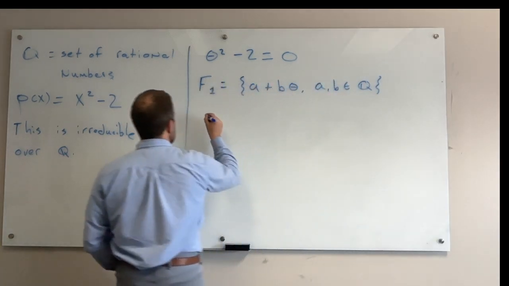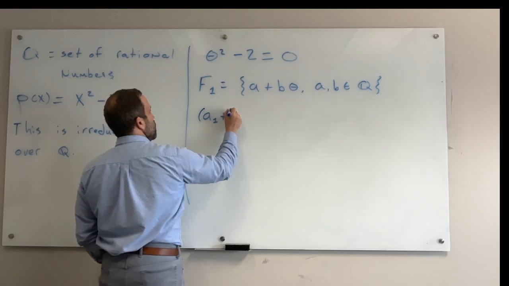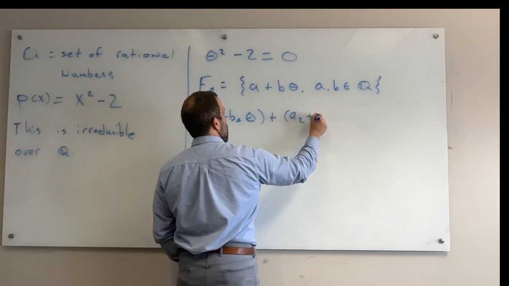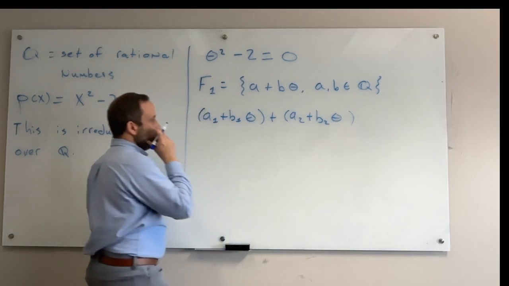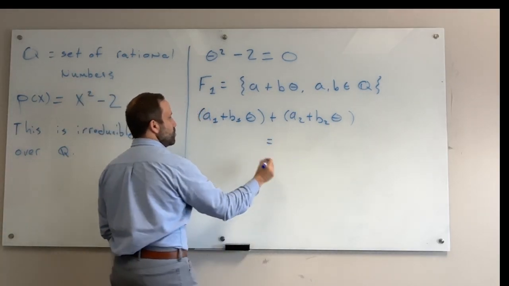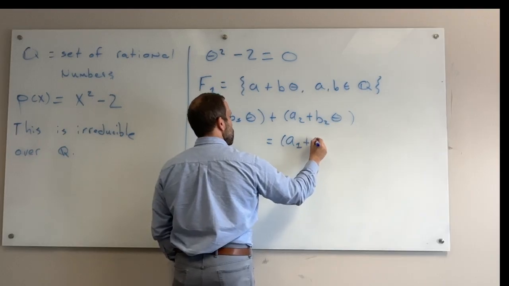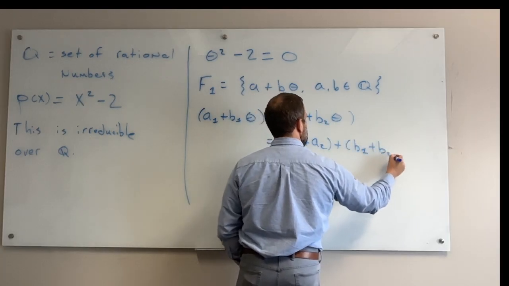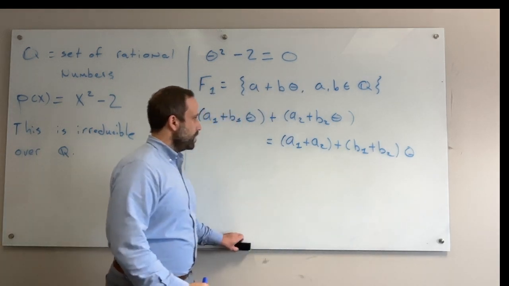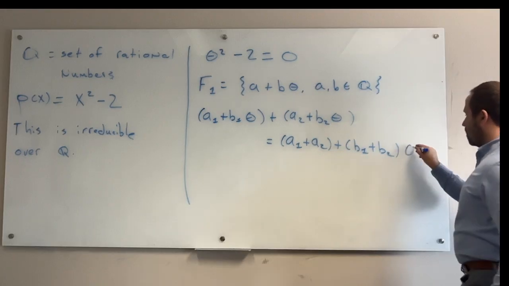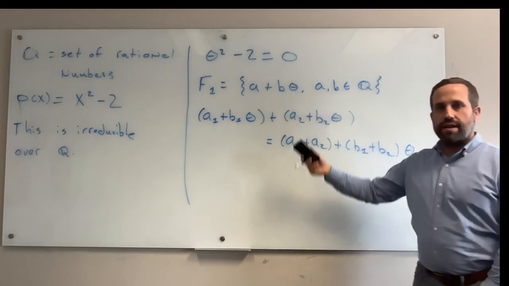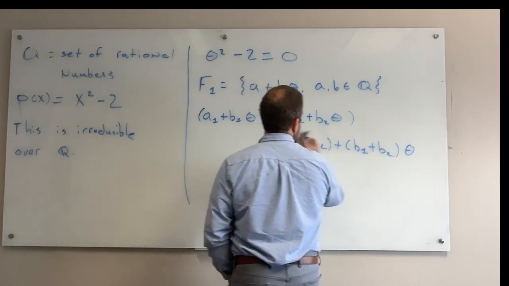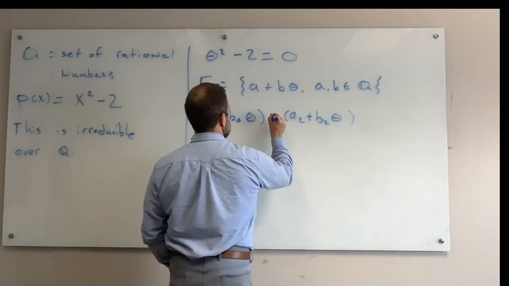If we have two elements, A1 plus B1 theta plus A2 plus B2 theta, it's going to be exactly what you think it is, which is A1 plus A2 plus B1 plus B2 theta. This is clearly in the field because this is a rational number and this is a rational number. Now let's look at what it means to multiply two elements.